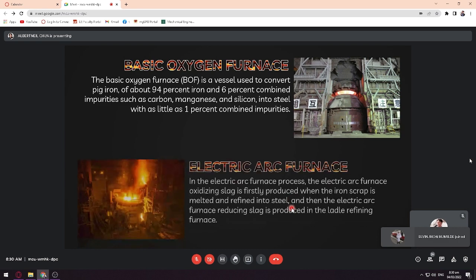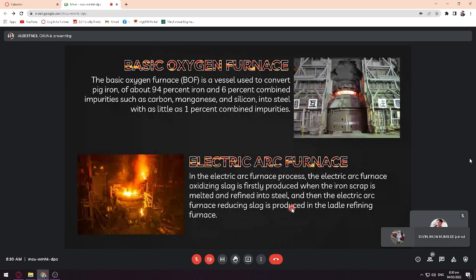Another furnace would be the electric arc furnace. Basically ito yung mas efficient na furnace kaysa sa basic oxygen furnace kasi hindi tayo gumagamit ng fuels dito. Ang ginagamit natin dito is from the word itself, electric. So usually ginagamit natin yung electric arc furnace kapag scrap metals yung ginagamit natin. Hindi natin siya masyadong ginagamit kapag minerals yung ilalagay natin. So most commonly ginagamit siya kapag mga scrap metals lang.